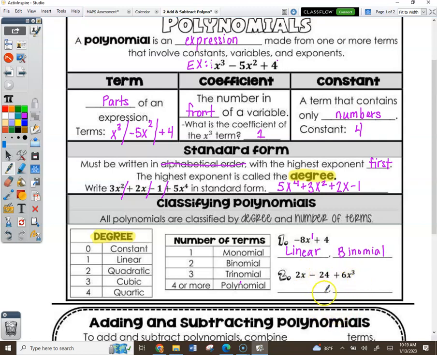Coming down here to this one is a small trick because they are not in standard form. It was to see if you just run with that first term. What is the degree of this polynomial? This right here is your degree. It's a 3, so it's called cubic. And then how many terms are there? So it's a trinomial.